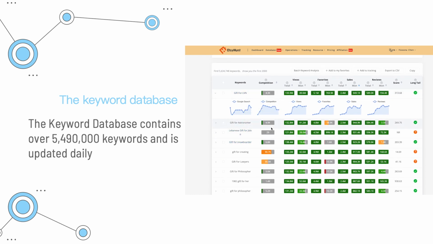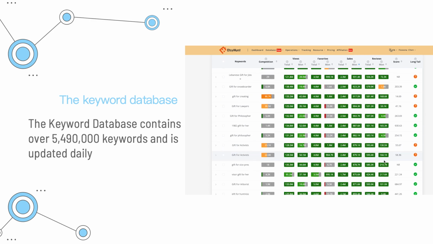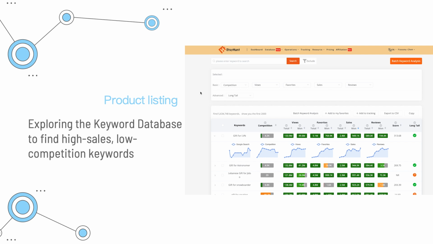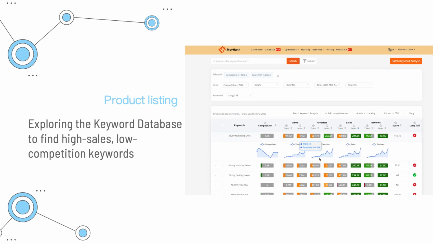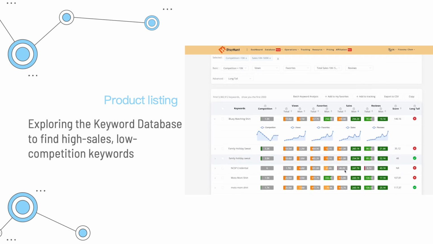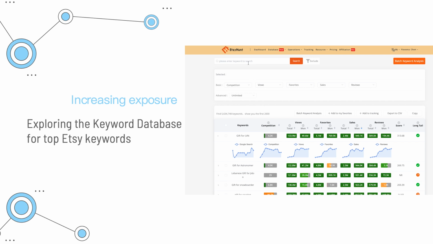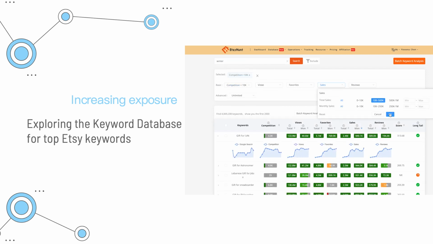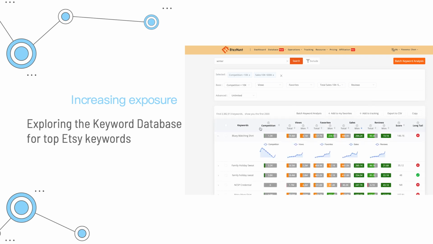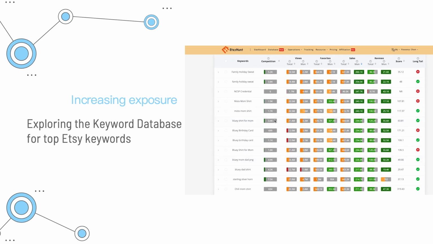The keyword database list is sorted by total sales in the past month by default, making it a keyword ranking list. If you're unsure which keywords to use for your new product listings, you can explore the keyword database to find high sales, low competition keywords to use in your product listings to increase conversion rates. If your product has been listed for a long time but lacks exposure, you can also explore the keyword database for top Etsy keywords to use in your product listings to increase exposure. Additionally, you can explore long-tail words in the keyword database. Using long-tail keywords in your listings can bring more sales.